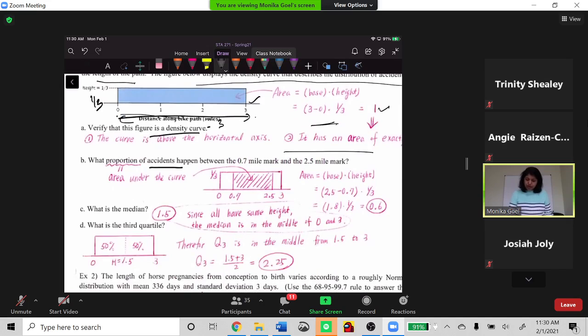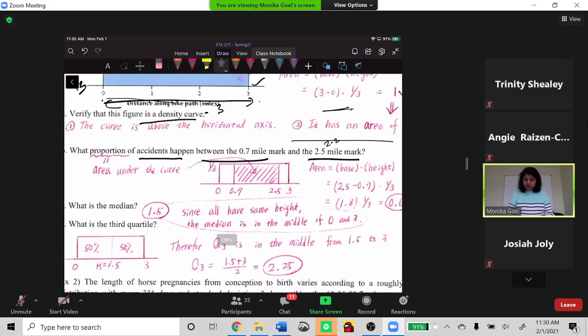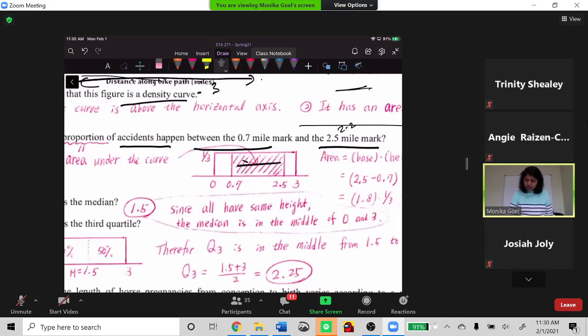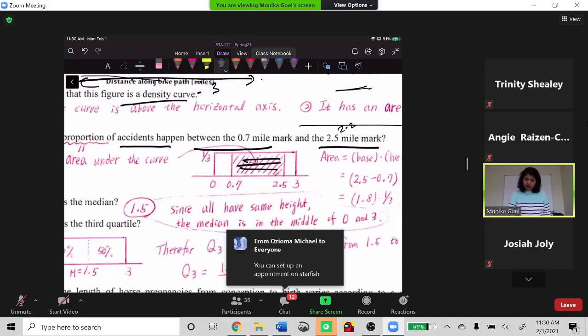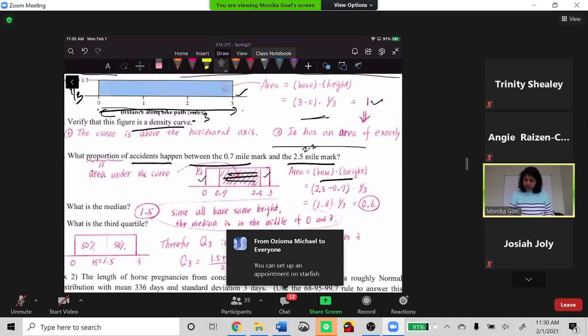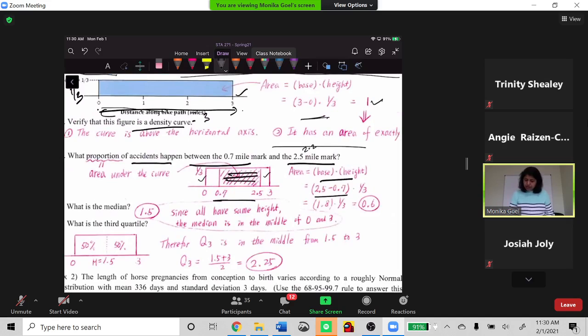Now, what proportion of accidents happen between 0.7 and 2.5 miles? We did a very similar example. We did 2.2 instead of 2.5, so it's done the same way. You look for this area and subtract from 1, or you look for these two and add. It is given base and height, 2.5 and 0.7, and once you get this, you can find the area. In the earlier example we were looking for the area outside the interval, but in this example, we are looking for this one.